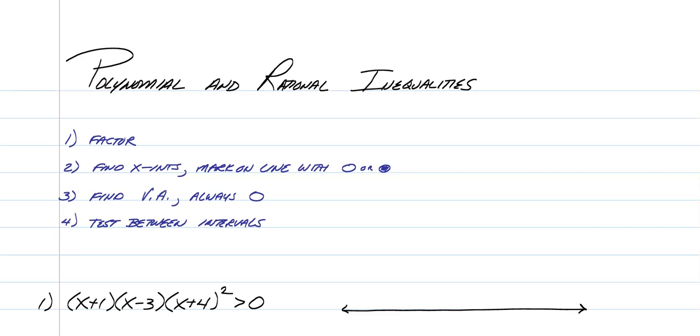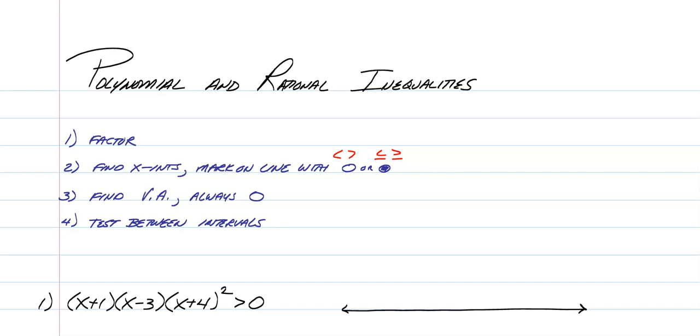Step 2, your X-intercepts. Basically, what you're going to do is solve and find your X-intercepts, which means set your parentheses with x equal to 0 and solve. If it's a rational function, just the numerator needs to be done for that. And then you're going to put the appropriate bubble. Remember, if it is less than or greater than, you're going to do an open circle. And if it's less than or equal to or greater than or equal to, you are going to do a closed circle. Okay?